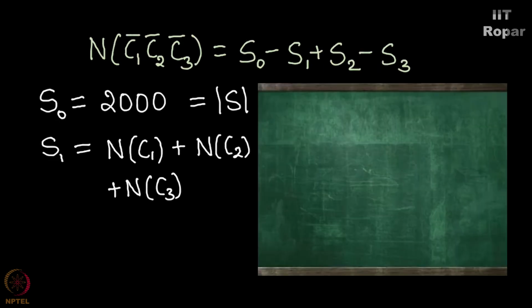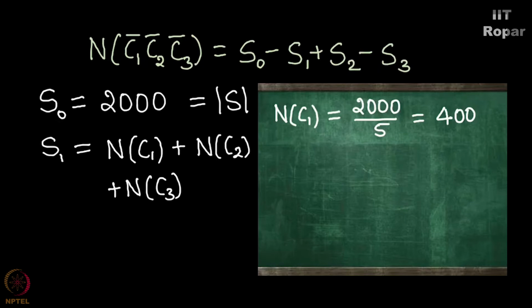N of C1 is the number of integers which are divisible by 5. How many of them are divisible by 5? So, 2000 by 5 will give the answer, which is 400. So, a few integers which are divisible by 5 will be, okay, it starts from 1, so it is 5, 10, 15, 20 and so on.